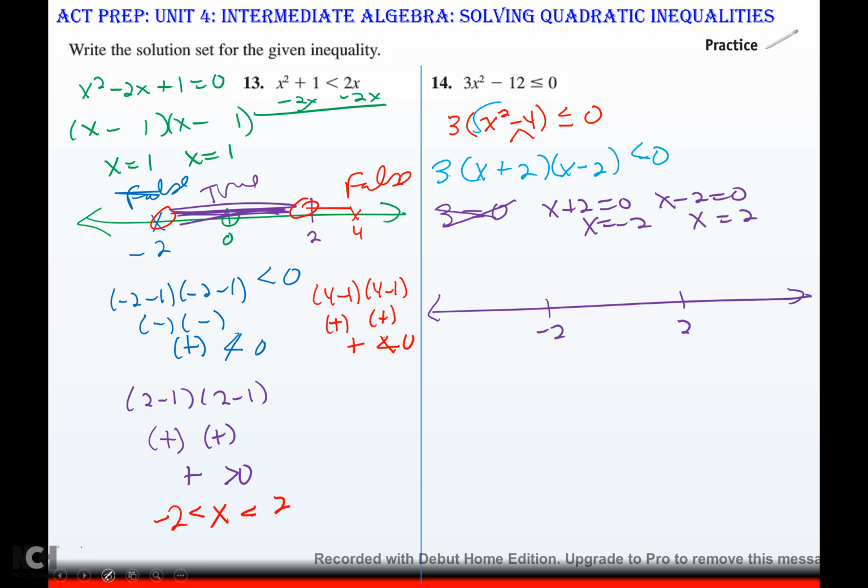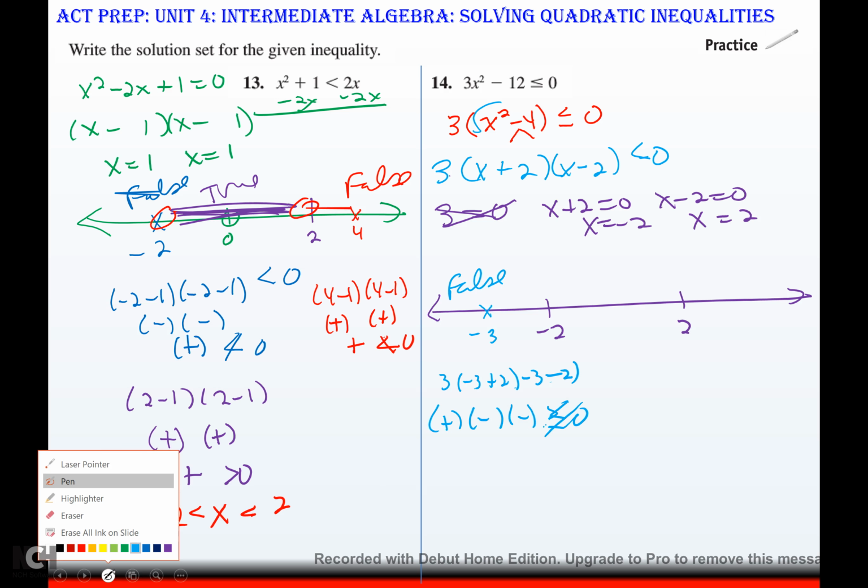And we test. So if I pick something over here like negative 3, that'd be 3 times negative 3 plus 2, negative 3 minus 2. Well, 3 is obviously positive. That's going to be a negative, and that's going to be a negative, which is going to be positive. So that's never less than or equal to 0, so this is false.